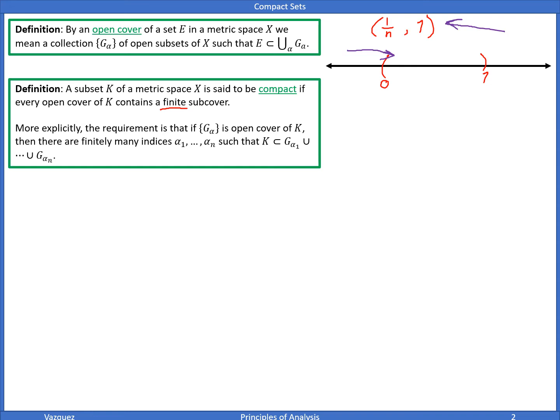So what does that mean? Is (0, 1) a compact set? We know it has an open cover, right? It has infinitely many open covers. But this open cover specifically, up here, can you choose finitely many subsets of this form, intervals of the form (1/n, 1), such that it covers (0, 1)? The answer is no.